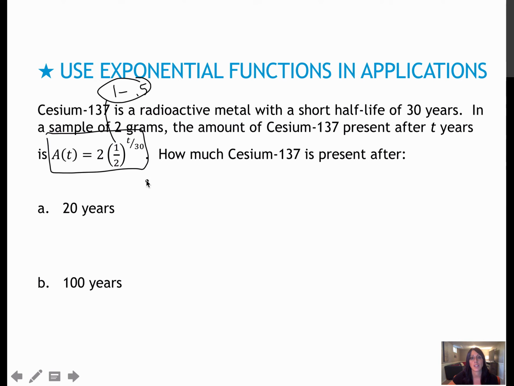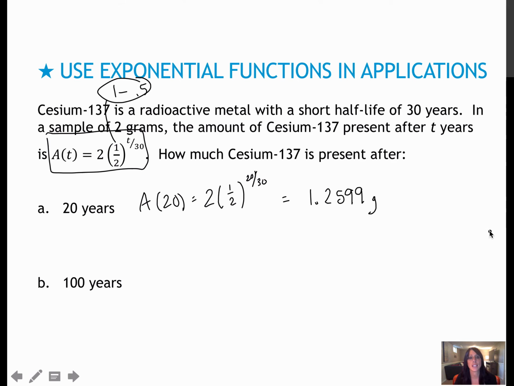We know it's going to be decreasing because this value is between 0 and 1. If it was greater than 1, it would be increasing. So how much cesium-137 is present after 20 years? Well, they tell us that t is the number of years. So I'm going to find a of 20, which means 2 and then 1/2 and then 20 over 30. Again, we're just going to use our calculators to find that result. Start with 20 over 30, take 1/2 to that power, then take it times 2.